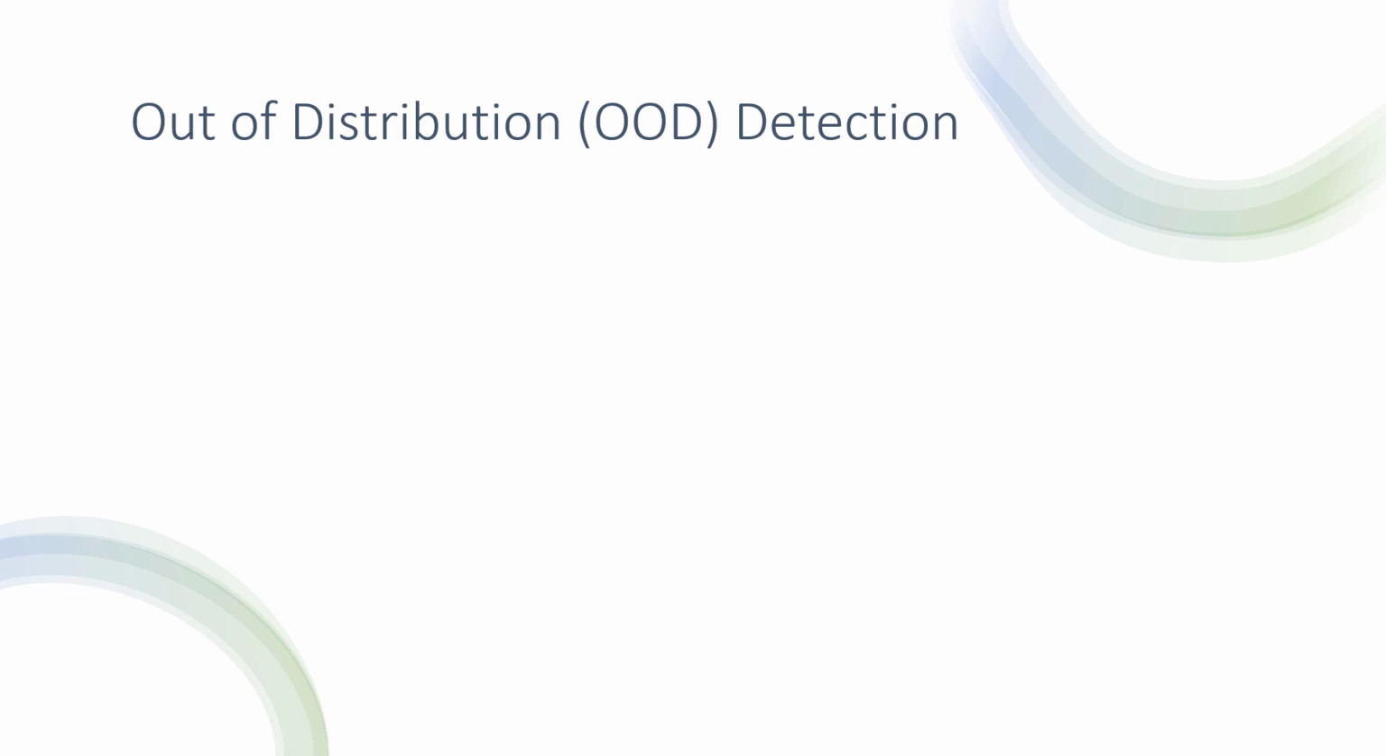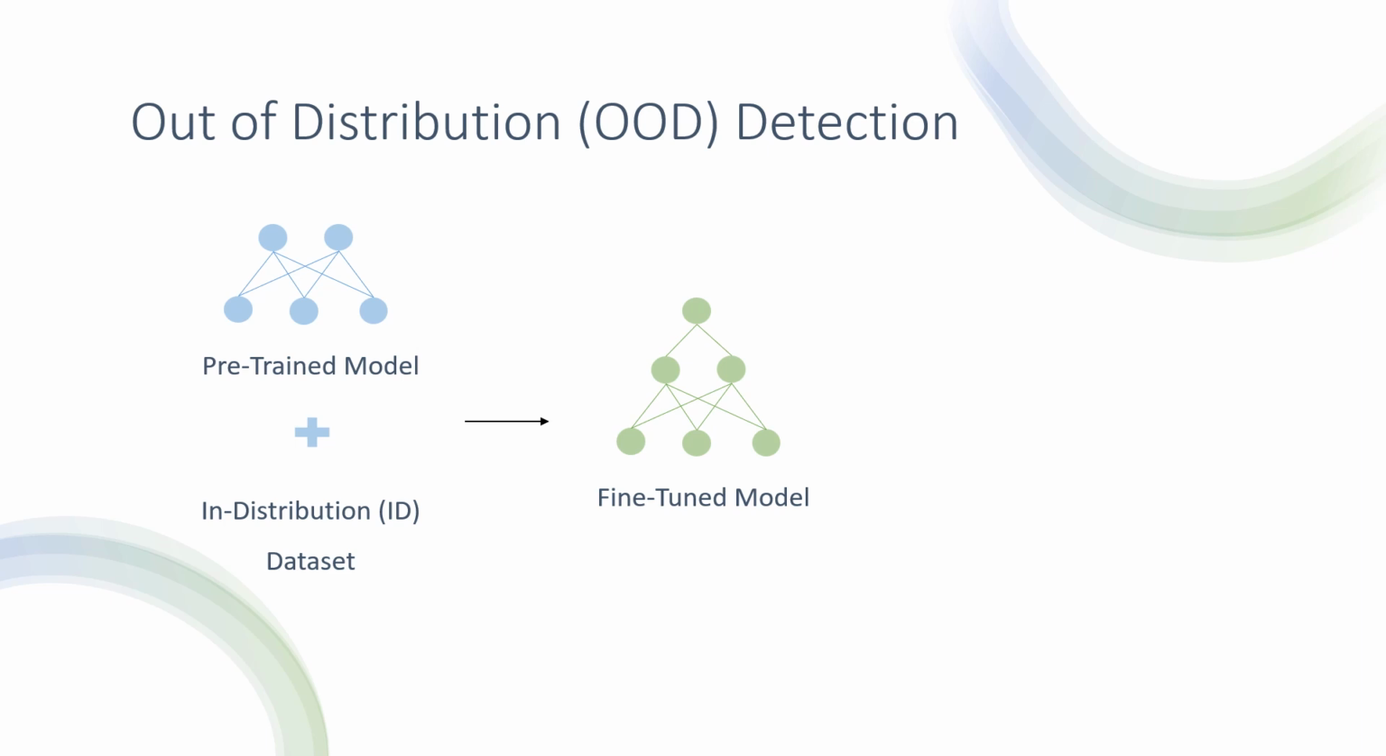To concretize things, let's run through a quick example. To start off, we assume access to both a pre-trained model and a dataset for the intended downstream task, which we call the in-distribution or ID data. Our first step would be to fine-tune the model to this downstream data. With only this, we can now safely deploy our model.